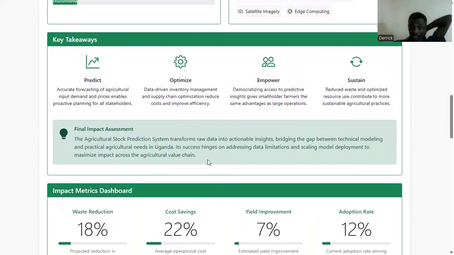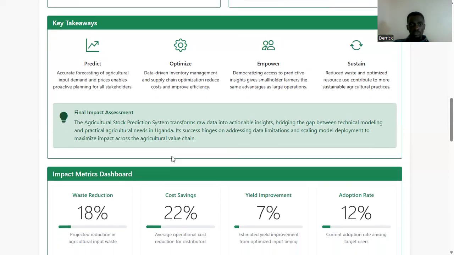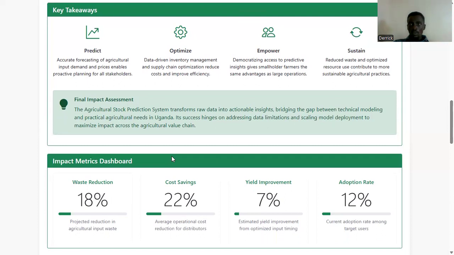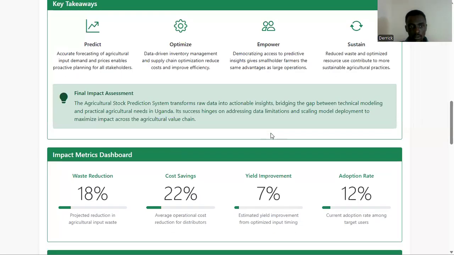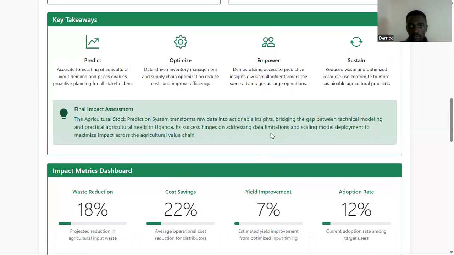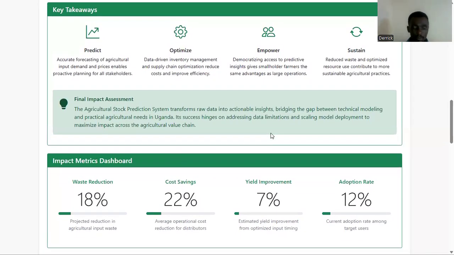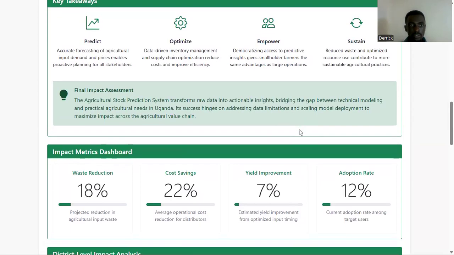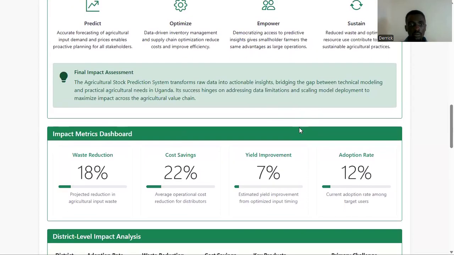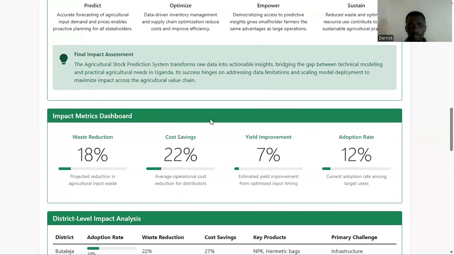So these are our key takeaways. The agriculture stock prediction transforms raw data into actionable insights, bridging the gap between technical modeling and practical agriculture needs in Uganda. And so the success hinges on addressing data limitations and scaling model deployment to maximize impact across the agriculture value chain. So this is our impact metrics dashboard.